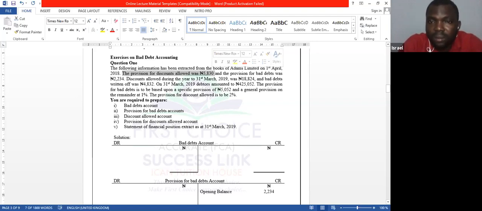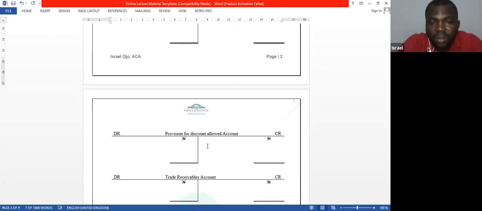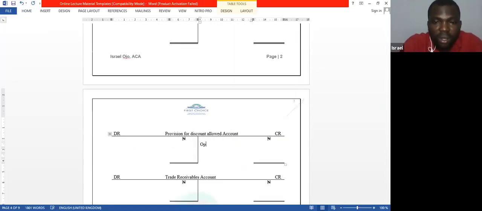So we come down here. You scroll down to locate that. Okay, this is it. So the income, credit side, that's our opening figure as well. Opening balance to be what?